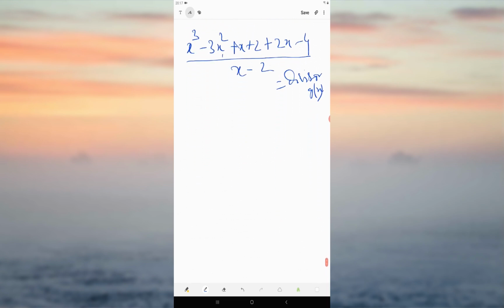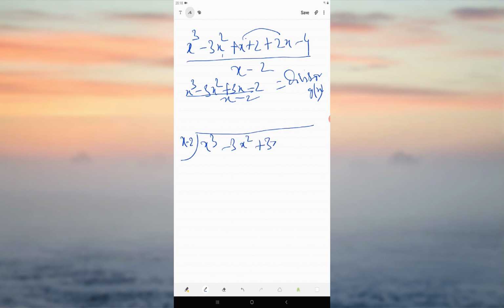So let's divide it. X minus 2 we will write, and then x cube. This one will finally be added, so 2x plus x, so this will finally give us x cube minus 3x square plus 3x, plus 2 minus 4 is minus 2. Correct? So x cube minus 3x square plus 3x minus 2 divided by x minus 2 will give us the divisor.